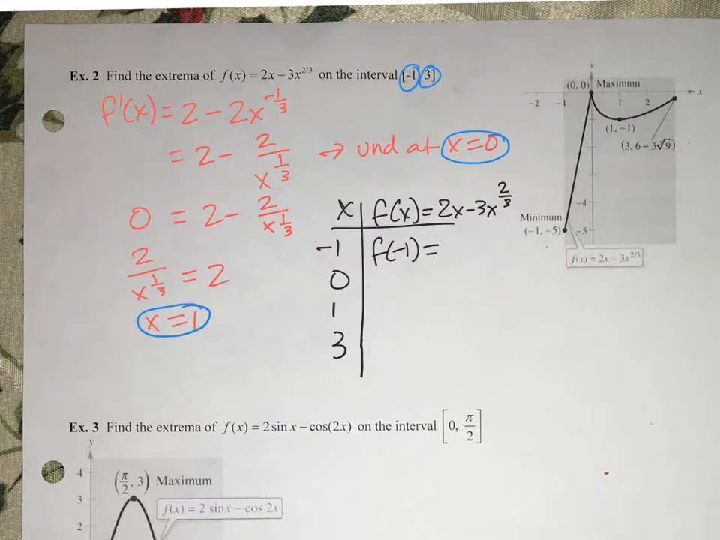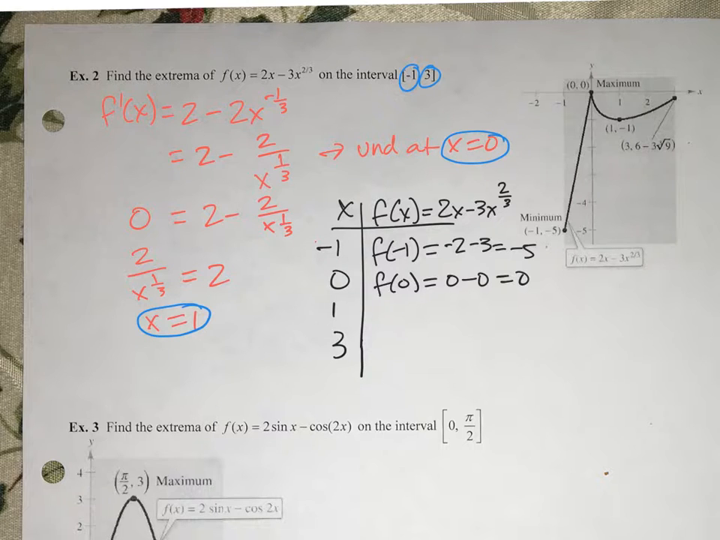So I'm going to spare you a little bit of the algebra. Well, maybe I better go ahead and do it. So f of -1 would give us -2, and then if I put a -1 in right here, -1 to the 2/3 power would be the cube root of -1 squared, which is just 1. So this would give us -2 minus 3, which is equal to -5. And then f of 0, that's going to be easy. That's just going to be 0 minus 0, which is 0.